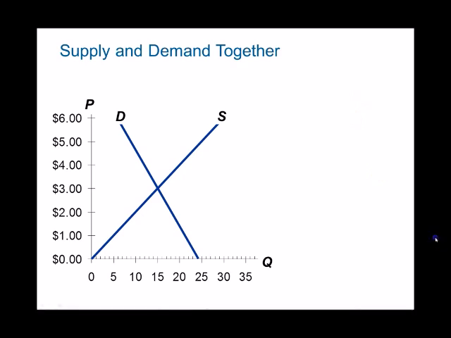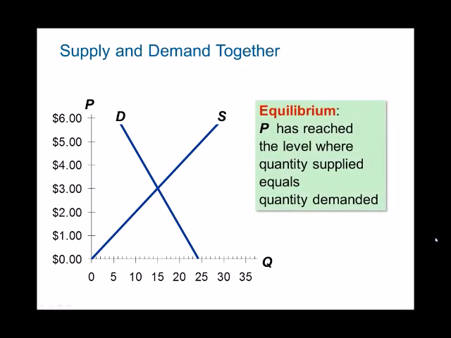So once we look at this, we find that P has reached equilibrium level when quantity supplied equals quantity demanded. So here's a new definition for you. Equilibrium is when P is the price, the point where quantity demanded equals quantity supplied.